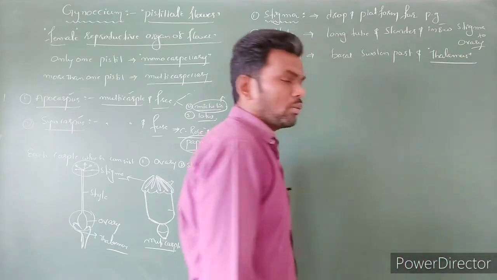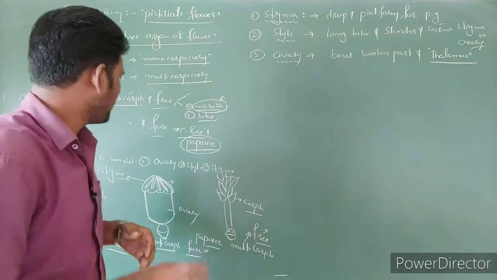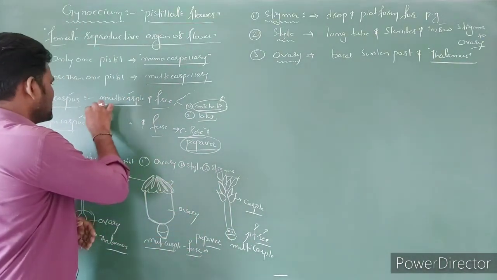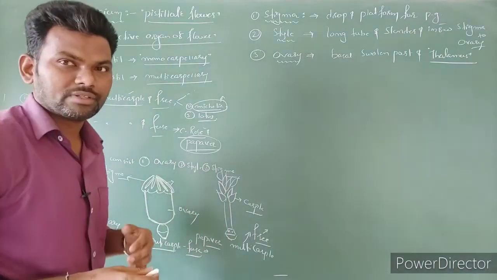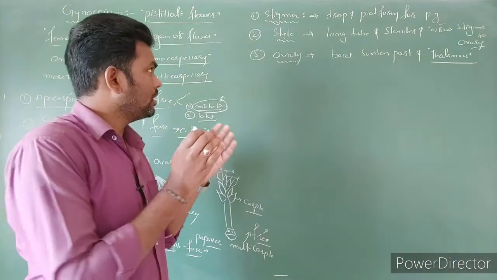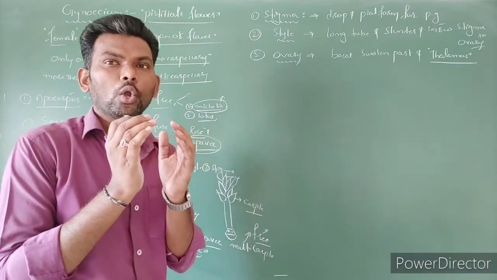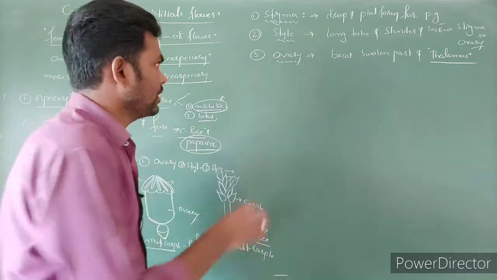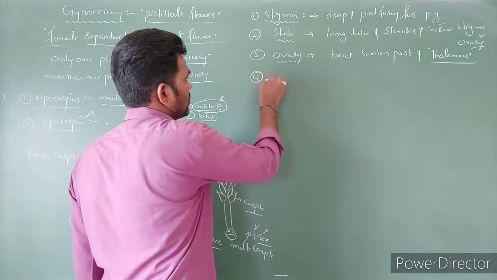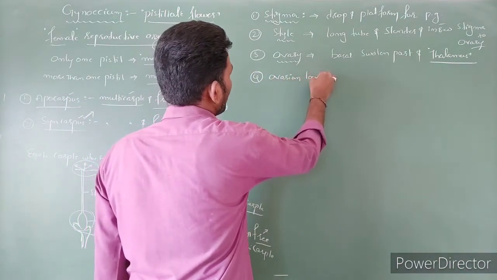That is called as what? Ovary. In case of multicarpellary, syncarpous, multiple carpels are present. So each carpel we can call like each ovary, which is going to consist of ovarian locules. Next part is the ovarian locule.